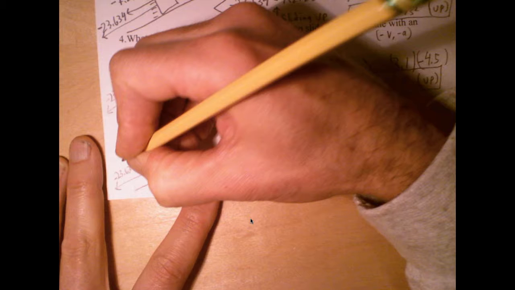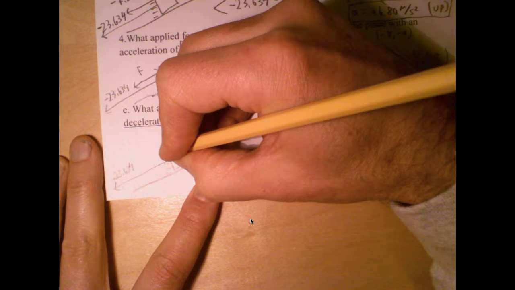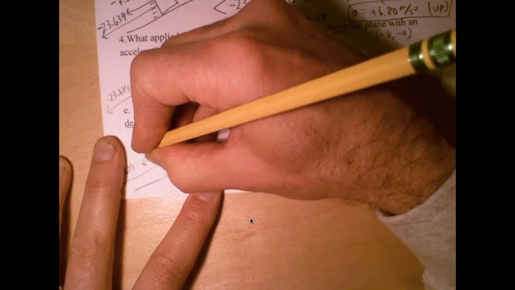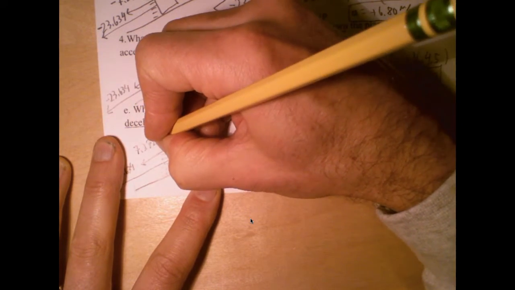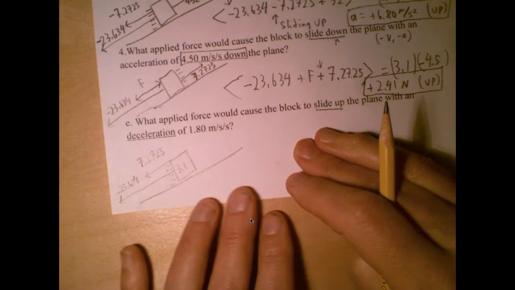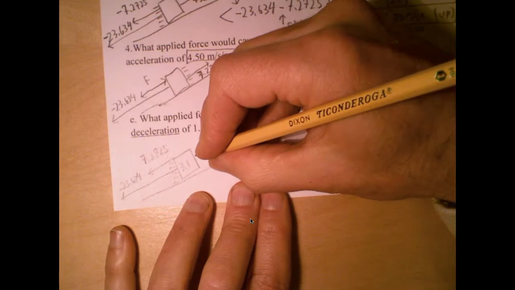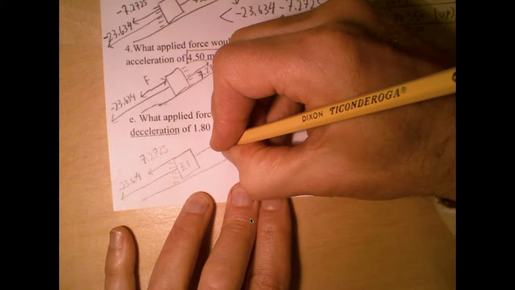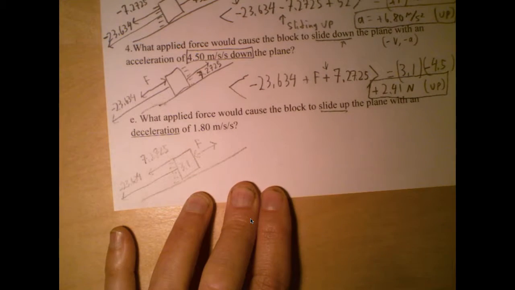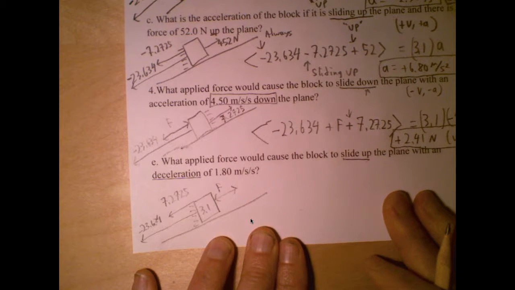But there's also, if it's sliding up the plane, the kinetic friction or the dynamic friction is down the plane, right? So 7.2725. That guy's acting down the plane, right? Okay, and then there's some unknown force, right? And we'll call that F. Okay, can we see that? We can see that. There we go.